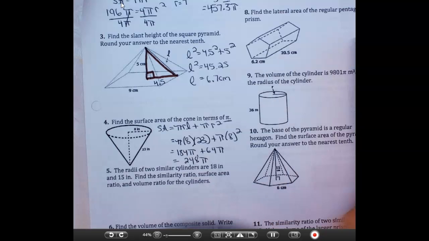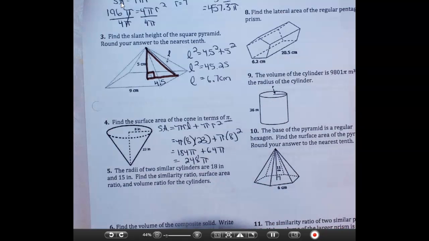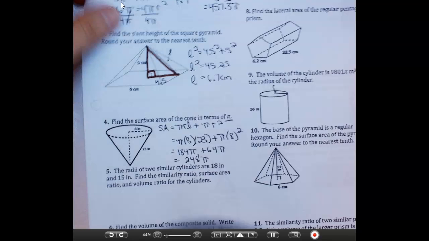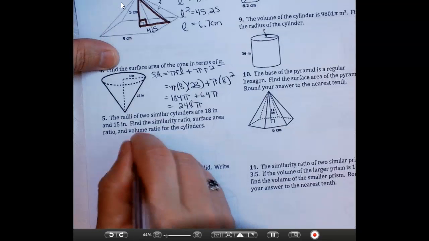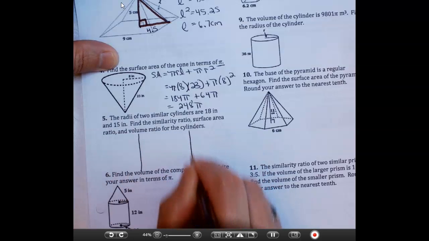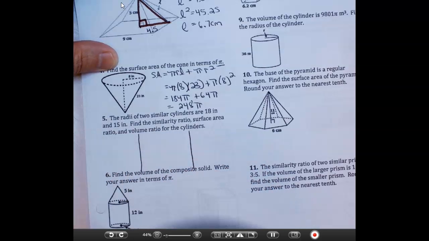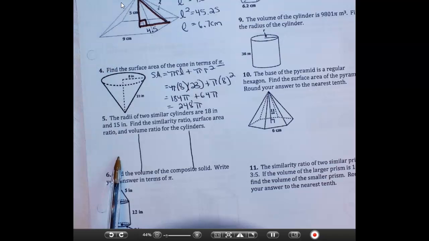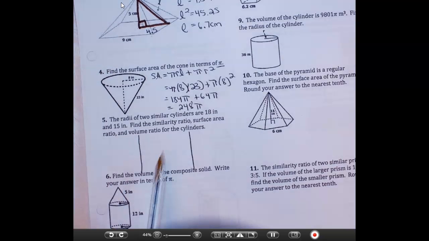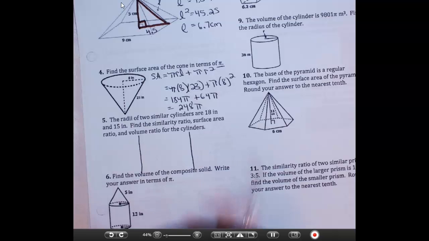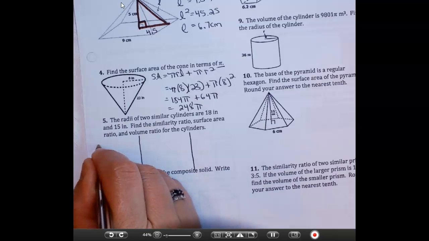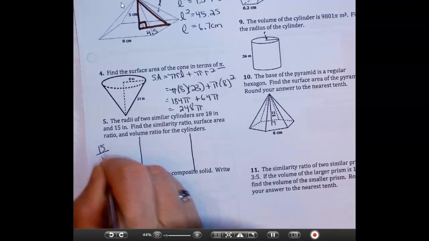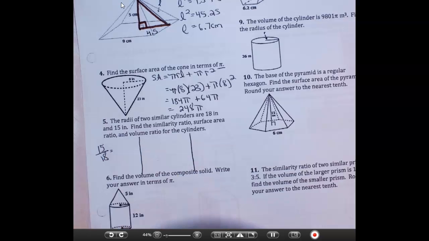Okay, number 5, we are looking for the similarity ratio, surface area ratio, and the volume ratio. And that came from that last unit. And what I tend to do is just kind of set it up into 3 different columns. The first column is their similarity ratio, their surface area, and then their volume. So we have 18 over 15, or 15 over 18. I'm going to go ahead and reduce that.